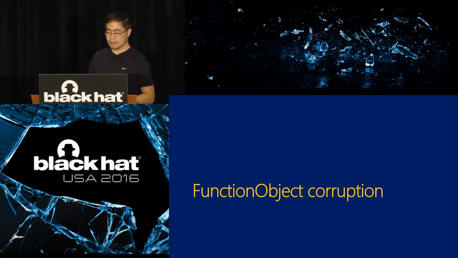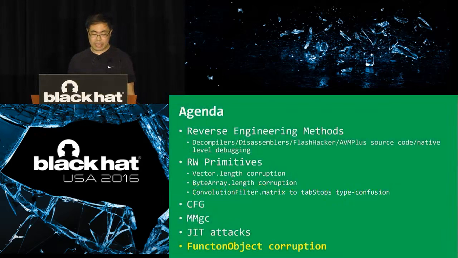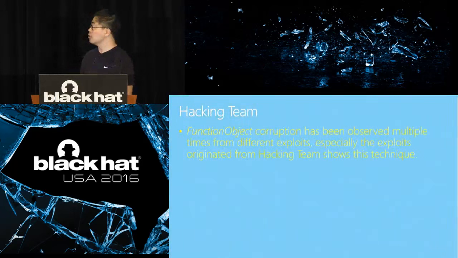So these are very interesting techniques. These 2 are the JIT attack techniques that we presented here. And the next one is the function object corruption technique. This one is also very interesting because we observed this from the Hacking Team incident. And this method was reused again later by the Domnium actor, which was targeting Southeast Asia.